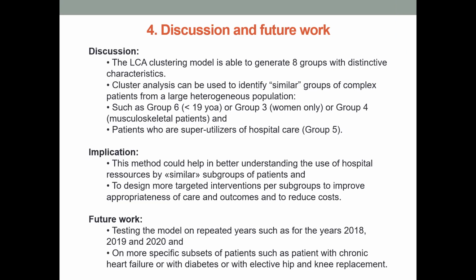Gilles? Yes. We're going to test the model on different years. And also, as I already said, we are going to rebalance the data. And we are going to do this approach on more specific subsets of patients, like heart failure or diabetes. That will be the future work we are going to do.